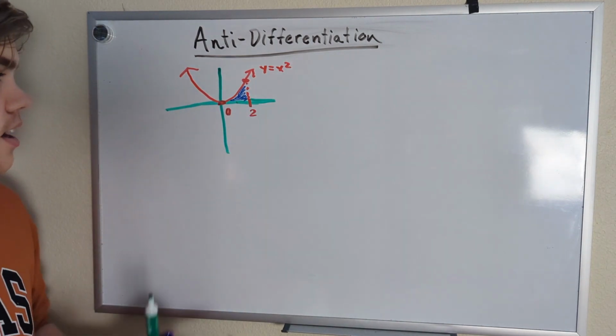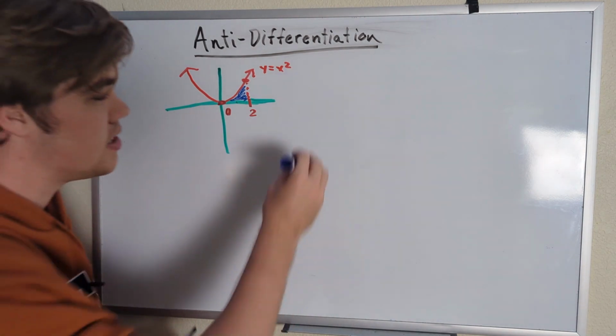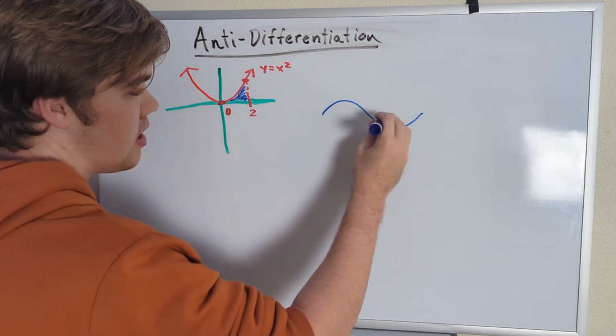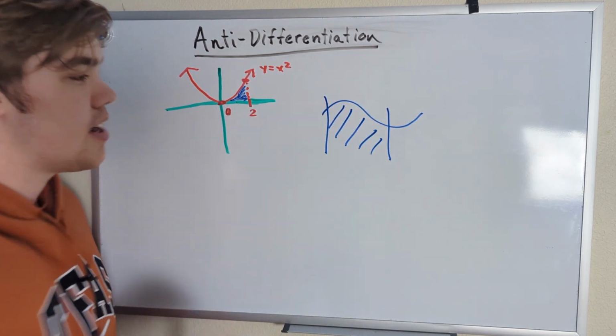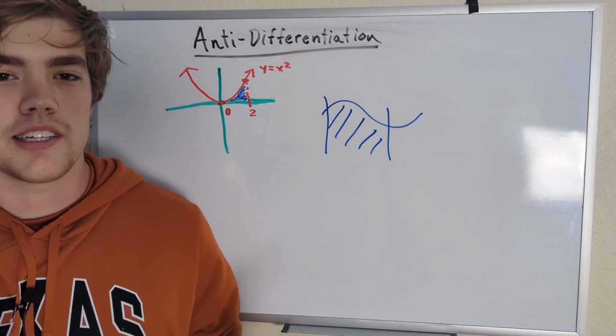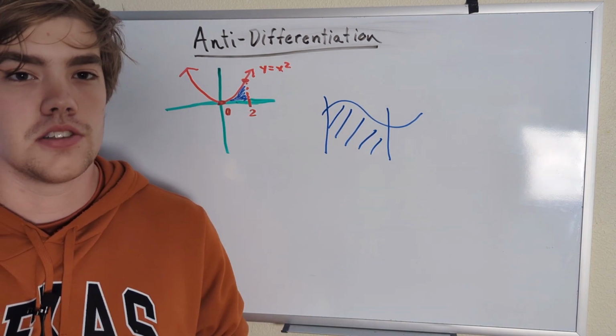Well, here's the hard part. Obviously, we don't have a formula for that exact shape. Or say we had some random arbitrary function like this, and I wanted to find the area under this curve, like so. We don't have a function to just find that. It's not like a rectangle where we just multiply length and width, or a triangle, one half base times height, and so on and so forth.